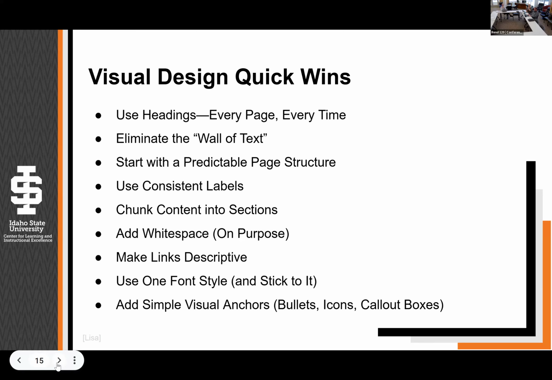Some accessibility things: make links descriptive. Don't use "click here." The best thing to do is to describe what it is and where they're going. Think about that too as you name your files. That's a bonus tip. So, English 1102, outline structure, be specific in terms of that. And then you can add visual anchors, bullet points, icons, call out boxes. Mark's going to talk a little bit about that too.